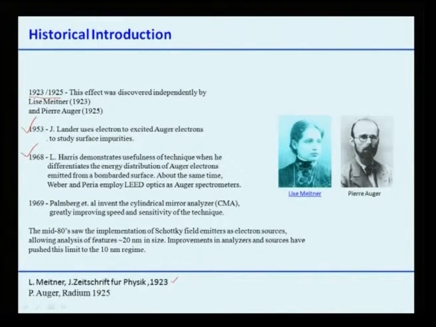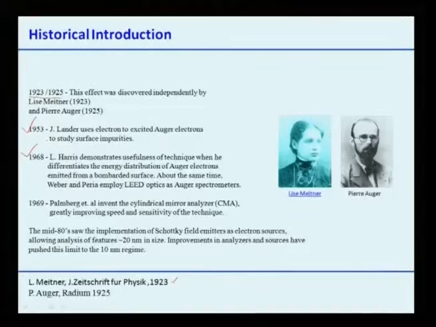Then in 1968, Harris demonstrated the usefulness of this technique when he differentiated the energy distribution of Auger electrons emitted from a bombarded surface. At the same time, Weber and Peria employed LEED optics as Auger spectrometers. LEED is low energy electron diffraction, which will be taught by my fellow colleague. So LEED optics can be used as a detection system for Auger. That was done by Weber and Peria.